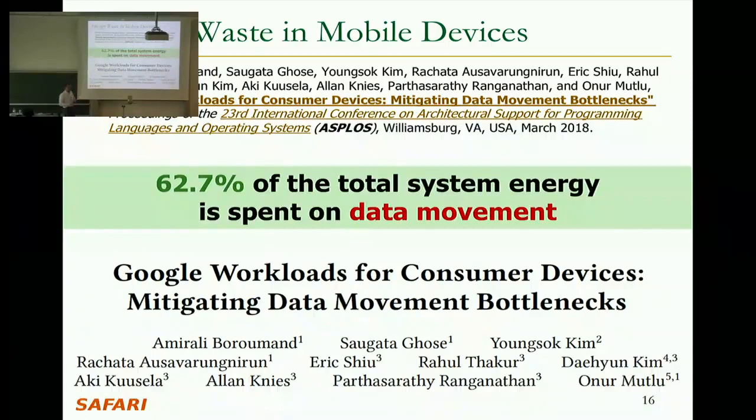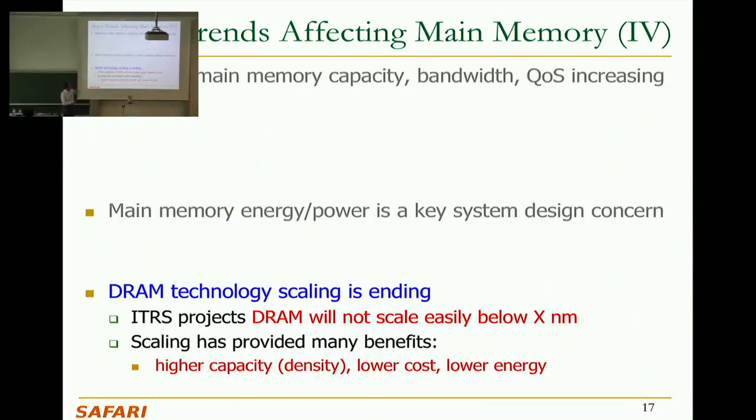Is this the right way of designing systems? Should we be moving this much data between the processor and memory and wasting energy? Okay, so that was energy. Let's talk about scaling. So on top of all of this, we have all these requirements that are becoming worse. But on top of all of this, DRAM technology is becoming very challenged in terms of scaling.